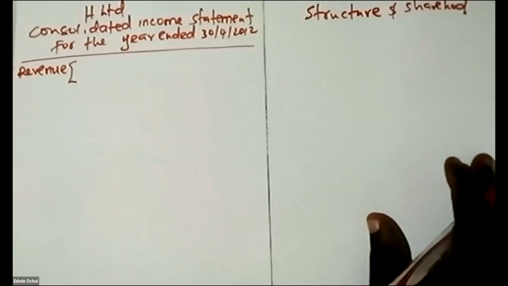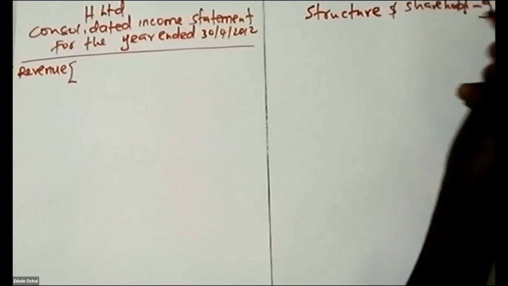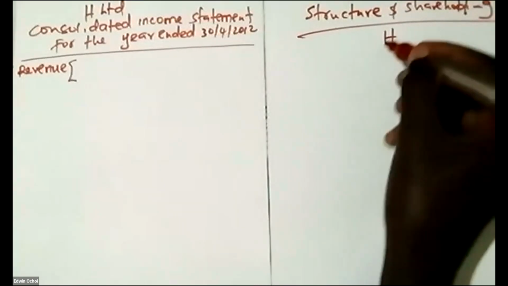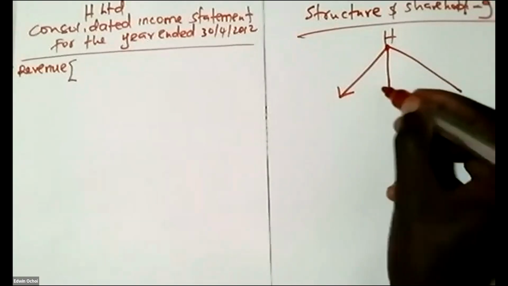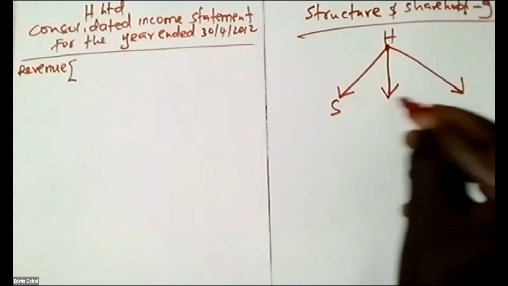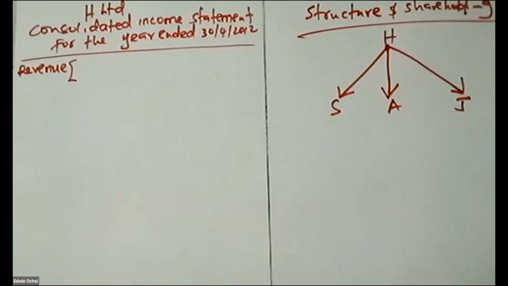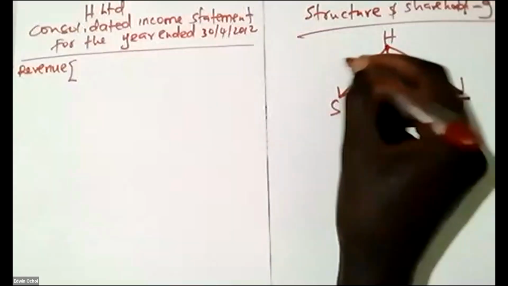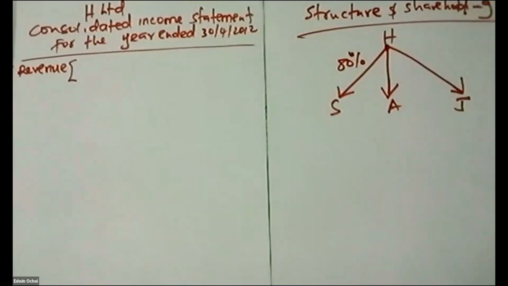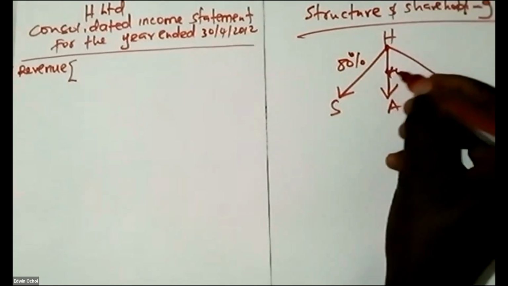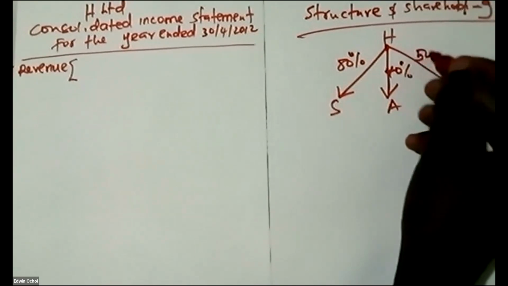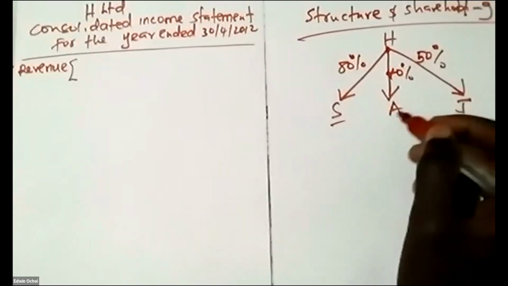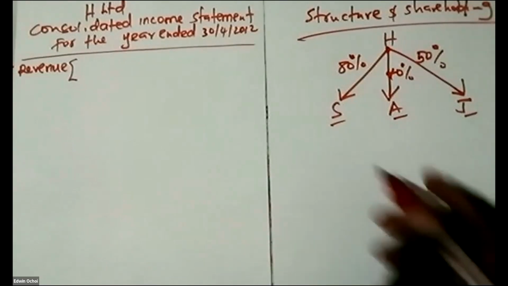So the structure and shareholding. Remember that it was H which acquired 3 entities. So this is what you first start with. He acquired S, A, and J. S was controlled up to 80%, this one was controlled up to 40%, and the other one was controlled up to 50%. So you know that this is a subsidiary, this is an associate, this is a joint venture.